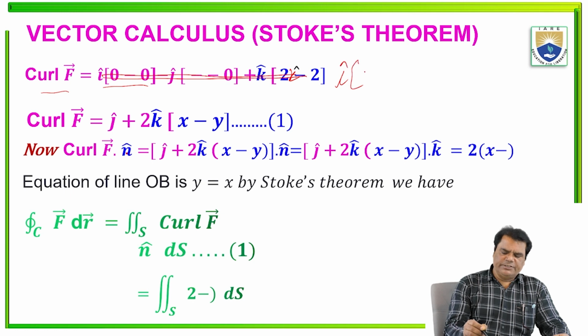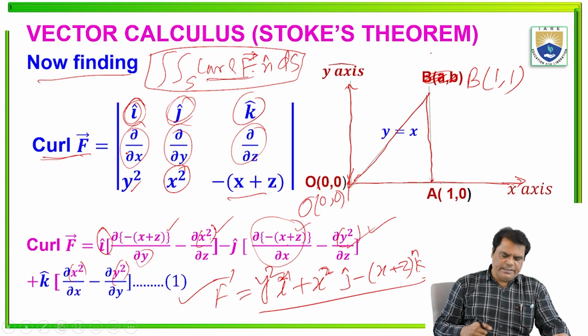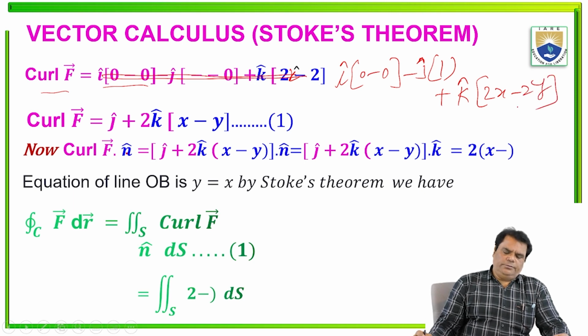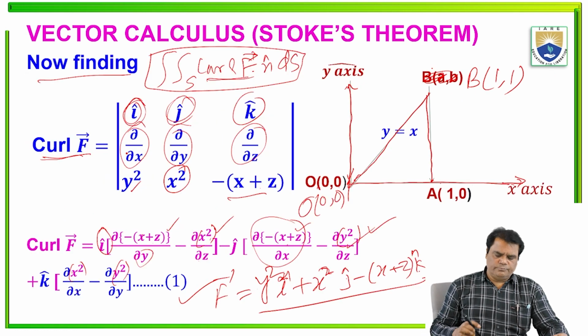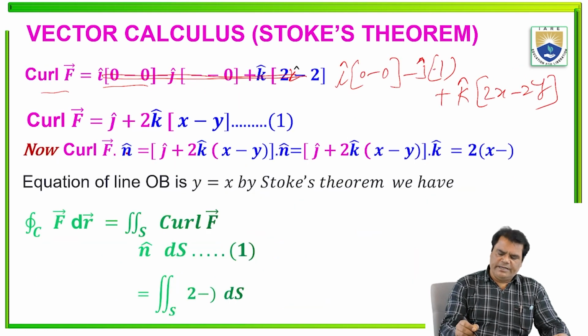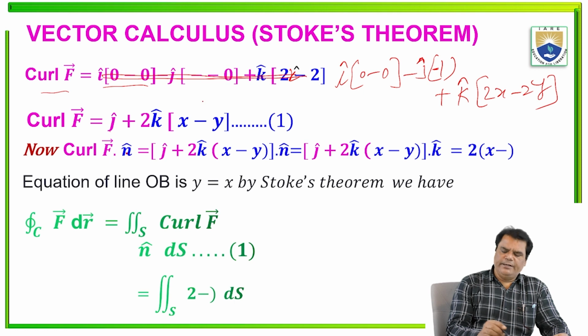I cap: this result is 0, 0. Minus j cap: here the results are 1 and 0, so j is 1. Plus k cap: here 2x and minus 2y, which is minus 1 times... so the result is plus j and 2k (x − y), with 2 common. So curl F = j + 2k (x − y).